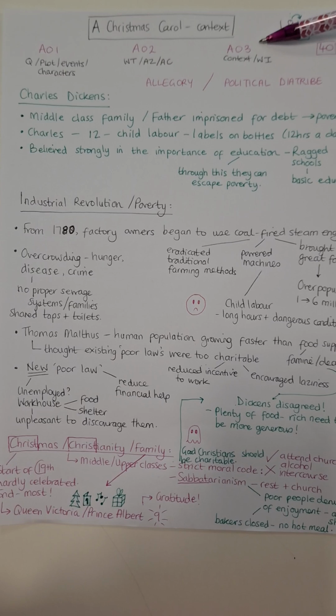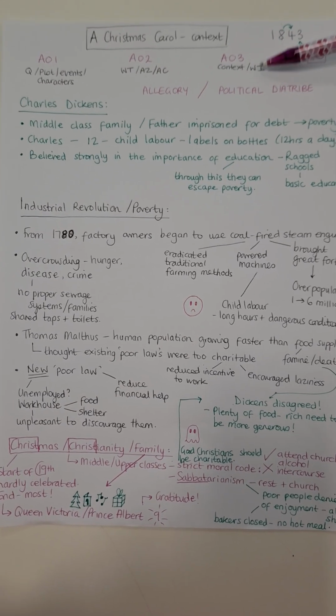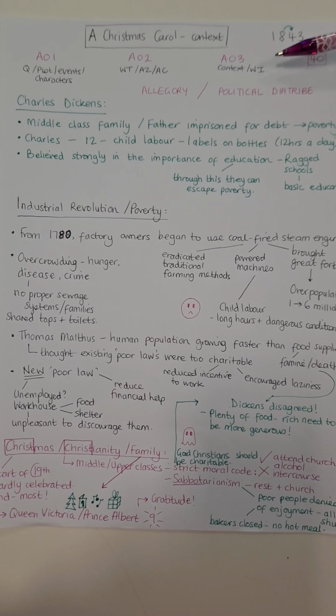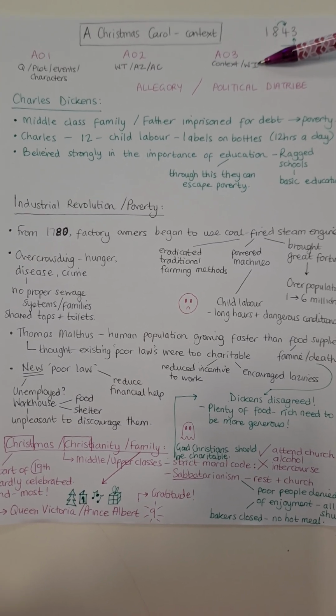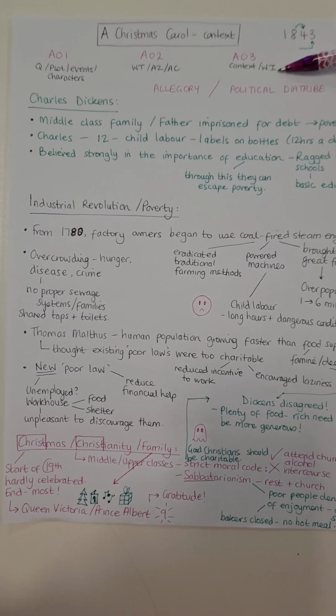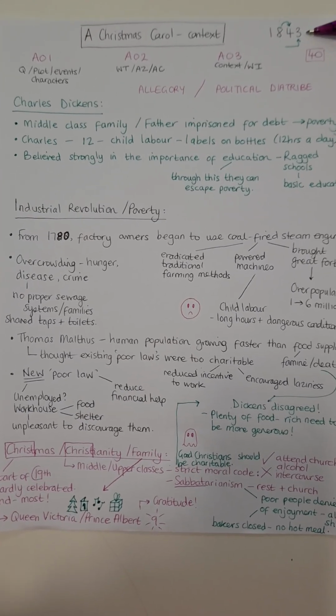And finally, your AO3 is your context and also your ability to link the context, so Victorian England, Charles Dickens, the reason he wrote it, with the writer's intention, that is the reason Dickens decided to write the novella. I've just popped there, it was written in 1843.